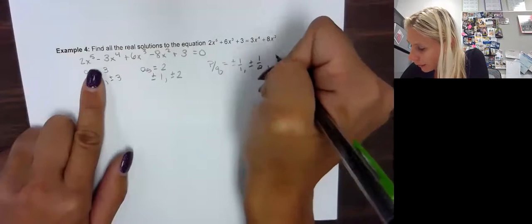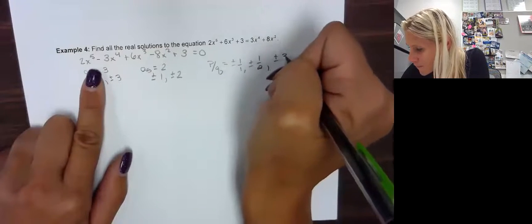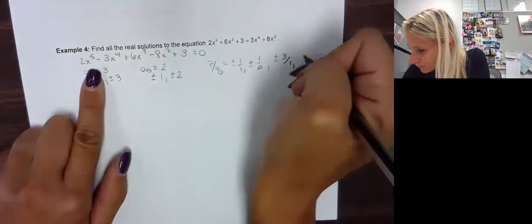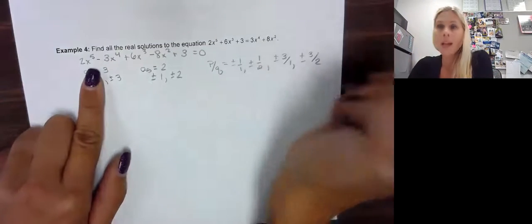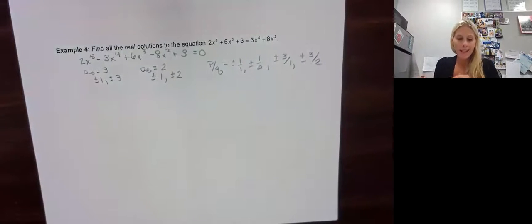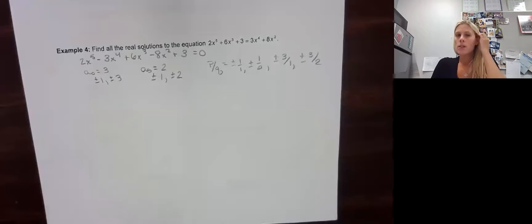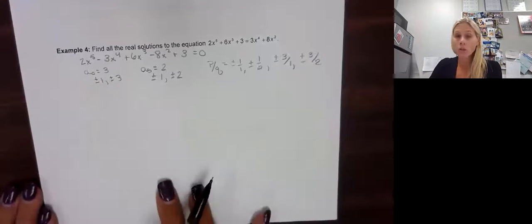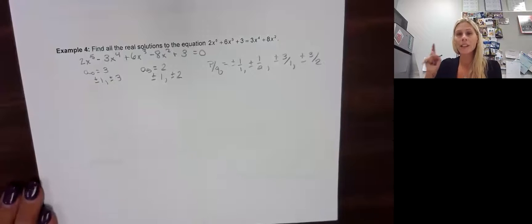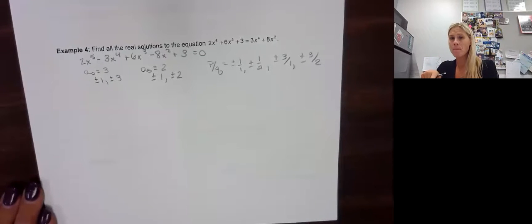Now let's go to 3. Plus or minus 3 over 1 and plus or minus 3 over 2. Yes, you could run into things that there's a lot more, okay? So just be careful and give yourself some room. And don't forget to check the multiplicities, okay?